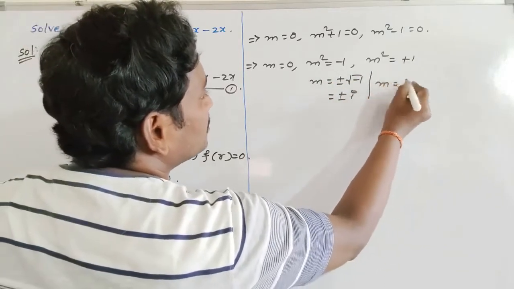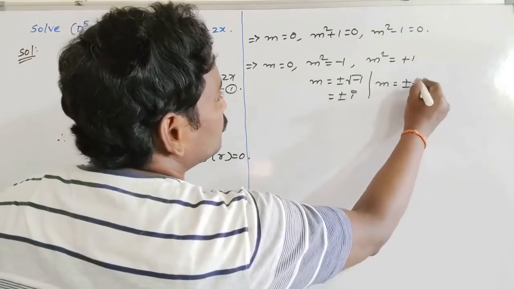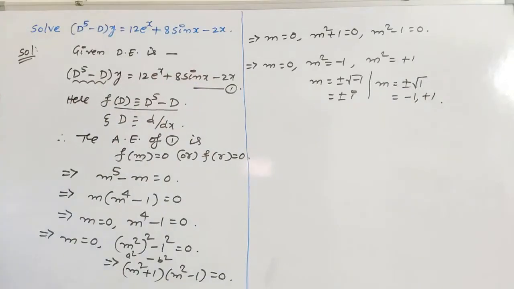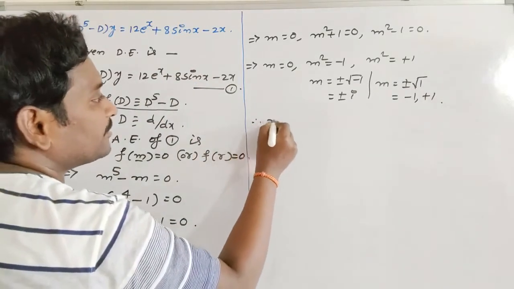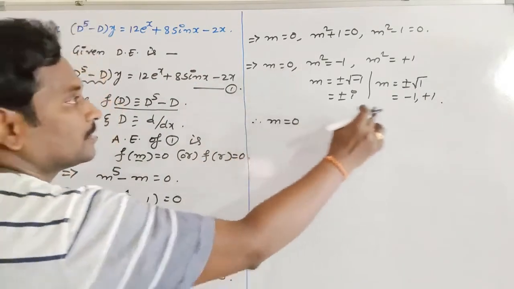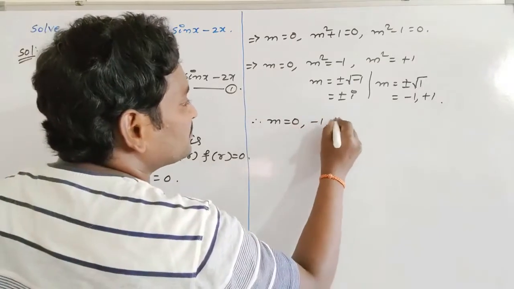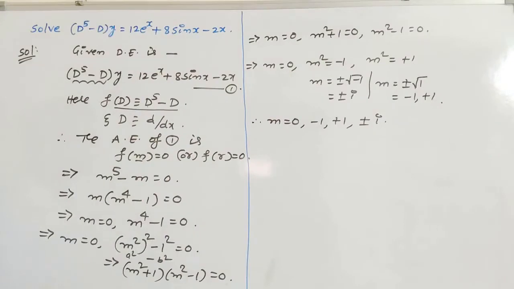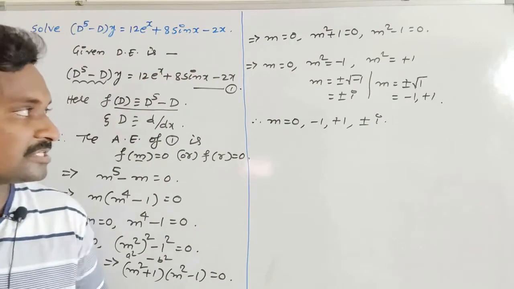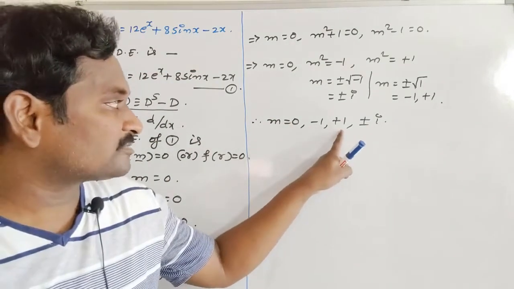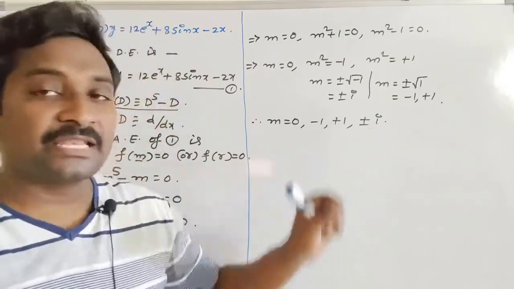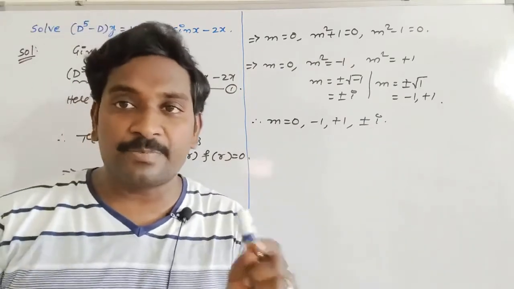And m = plus or minus root 1, so -1 and +1. So finally m = 0 is a root, -1 is a root, +1 is a root, and plus or minus i are the remaining 2 roots. These are the 5 roots of the auxiliary equation. 0, -1 and +1 are the real and different roots, and plus or minus i are the complex conjugate pair.